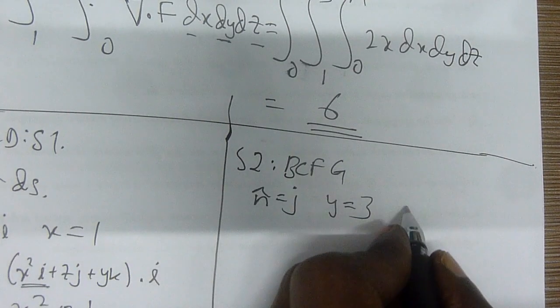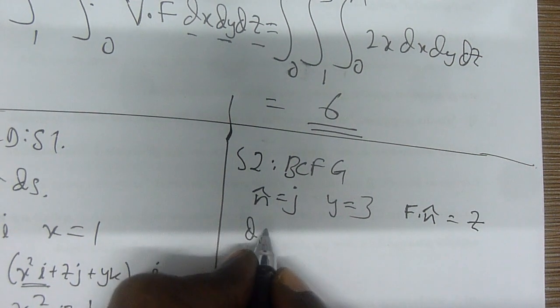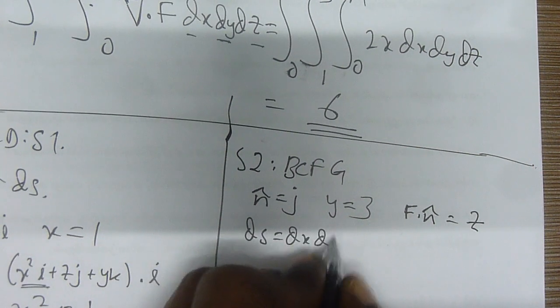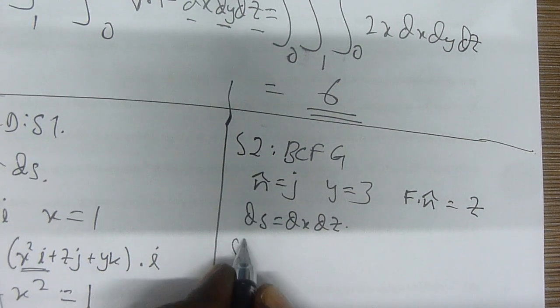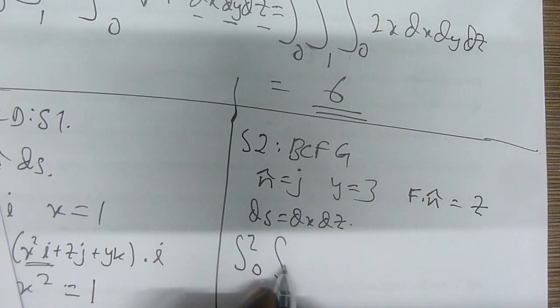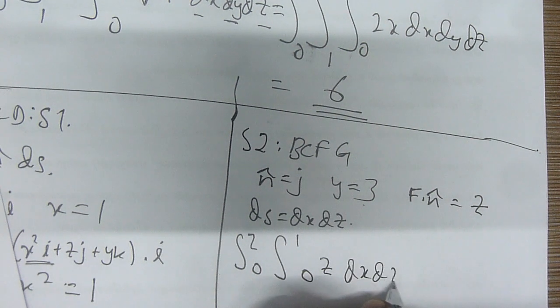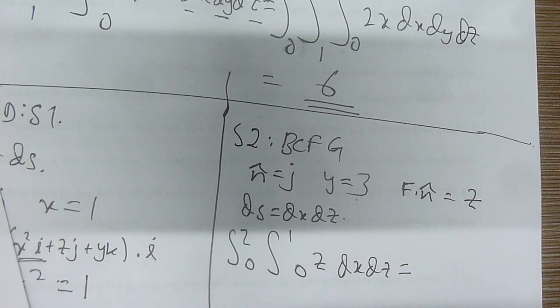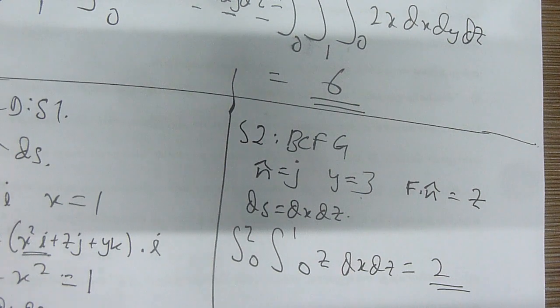The model calculation is the standard. Therefore, what is F dot n? F dot n is z. Therefore, what is dS? dS is dx dz. Therefore, when you start to calculate this, the calculation is 2 to the 0, 2 to the 0, 1 to the 0, z, dx dz is there. Once you solve, you get a 2. You see? Something different, right?